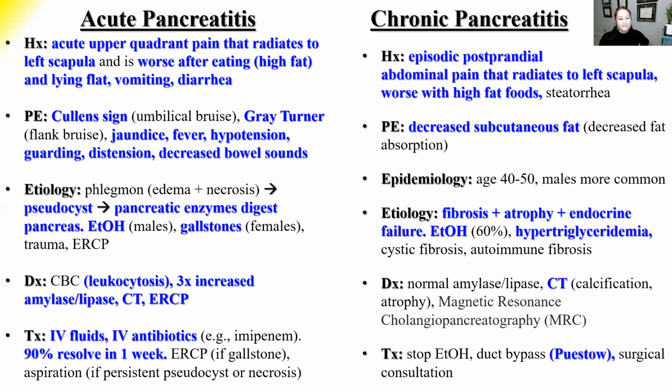Decrease in subcutaneous fat. The patient kind of looks wasted. Their eyes are sunken in because they have decreased fat absorption, they don't have that amylase. Age 40 to 50, males are going to be more common in chronic pancreatitis.